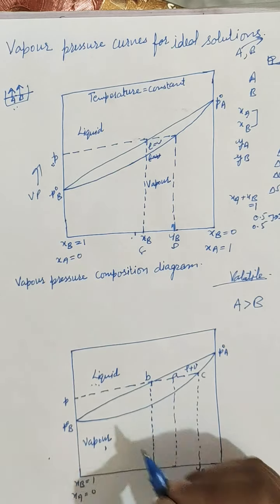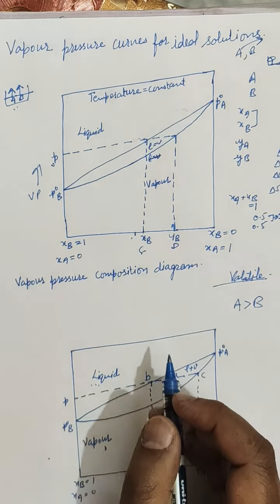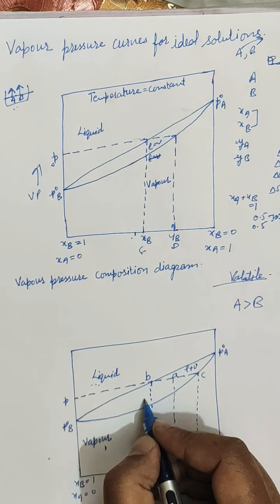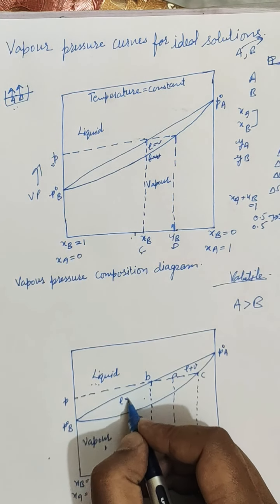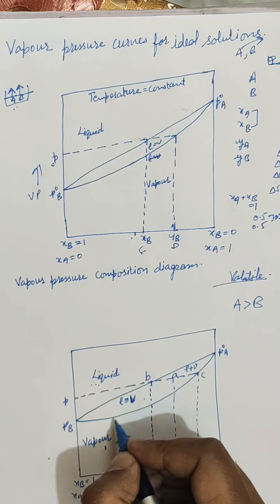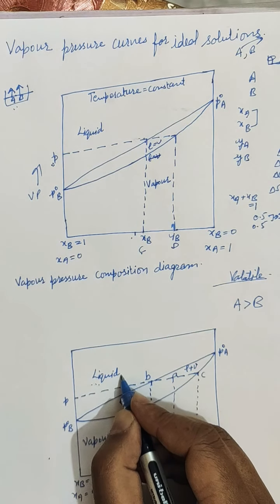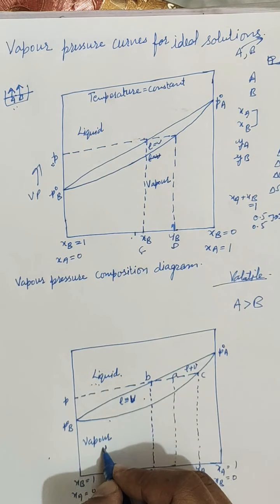At any point between the two curves, liquid is present in equilibrium with the vapor. Here liquid is in equilibrium with the vapor between these two curves. Above this curve there is exclusively liquid state. Below this curve there is exclusively vapor state.